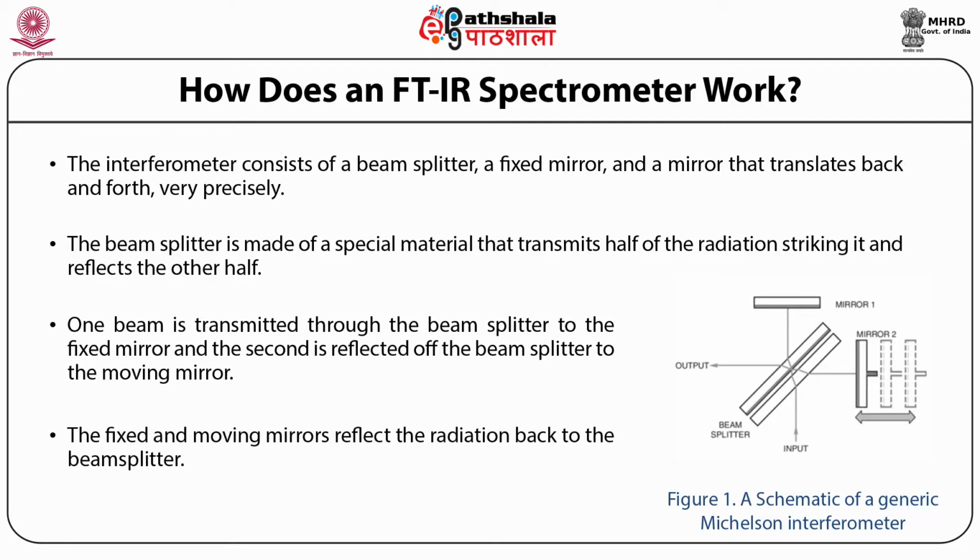The fixed and the moving mirrors reflect the radiation back to the beam splitter. Here mirror 1 is the fixed mirror and mirror 2 is the moving mirror. Again, half of this reflected radiation is transmitted and half is reflected at the beam splitter, resulting in one beam passing to the detector and the second back to the source.